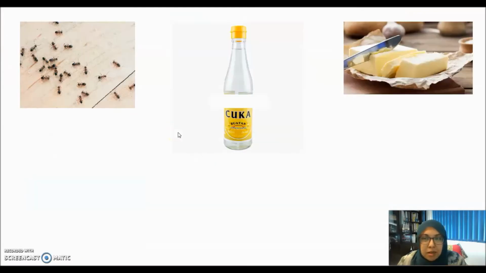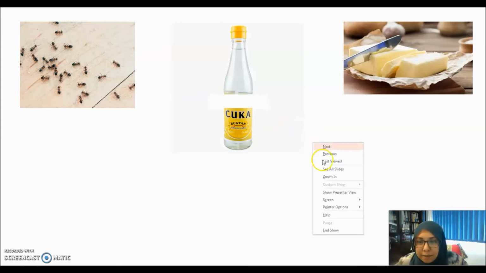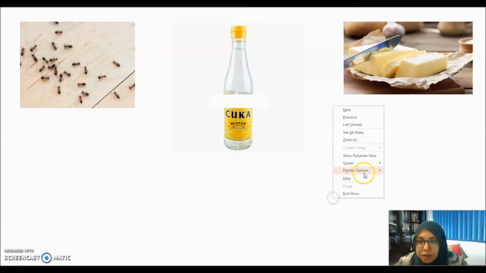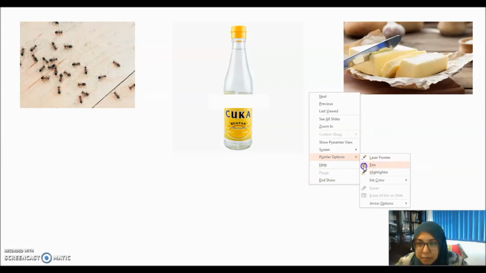Now these are some of the things that you can find around you in real life that actually contain carboxylic acid. You see three photos here. The first one is ant, the second one is vinegar or cuka, and the last one is butter, which Malaysians can call margarine or mentega.